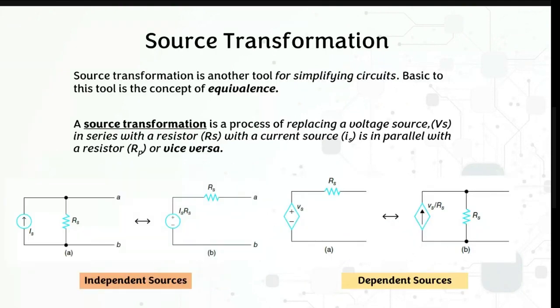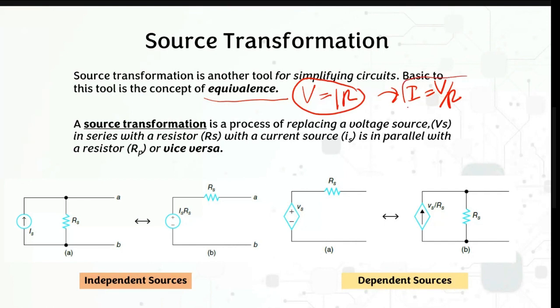All right, so this is another tool for simplifying a circuit. Basic tool, which is the concept of equivalence lah, means that equivalence for V equal to IR or I equal to V over R. It depends on what source that you want to transform, whether you want to transform the voltage or the current source lah. Okay, so it's actually a process of replacing a voltage source in series with a resistor. Okay, voltage source is always in series with a resistor.